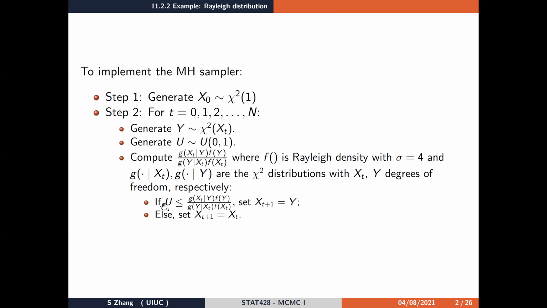Then we will perform the test and see whether we will decide to reject or accept. If the u we generated in this step is less than or equal to this ratio, we will accept this sample and set the next x value, xt plus 1, to be equal to y. Otherwise, if u is greater than this ratio, we will set xt plus 1 to be equal to the last one, which is xt.